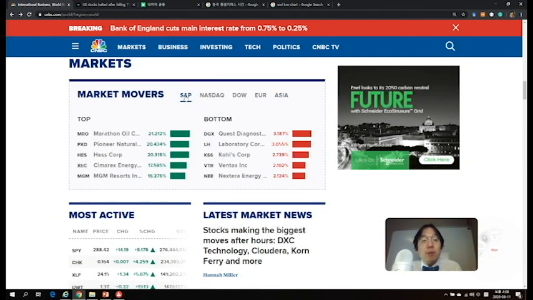Okay, let's get back to S&P 500. You see top and bottom over there. Top means among those stocks in S&P 500, out of 500 different stocks, what were the top performers? Top 1, 2, 3, 4, 5. And what were the bottom performers? 1, 2, 3, 4, 5. And S&P 500 is the index of the 500 biggest stocks in the United States in terms of market cap, in Korean terminology, 시가총액 or 시총.